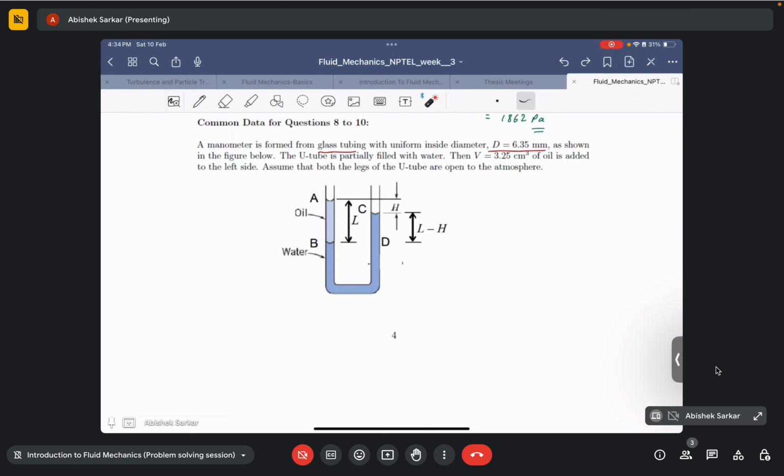3.25 centimeter cube. Okay, so these are your given data, and the diameter of your manometer here is 6.35 millimeter.